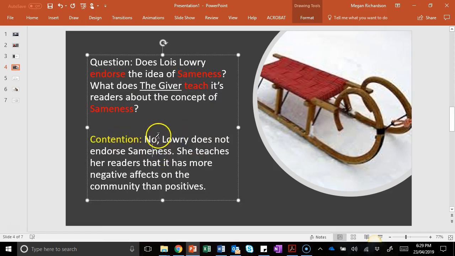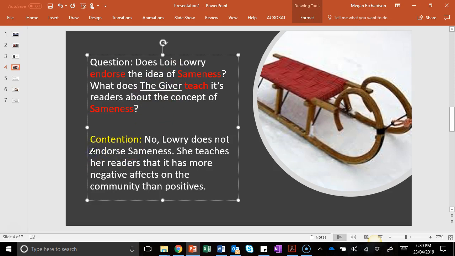Okay, so contention. I came up with my answer to that question, which was no. Lois Lowry does not endorse sameness. So there's the first part of the question. Can you see how I've answered the first part? And now I'm going to talk about the second part. She teaches her readers, see I'm using that word, teaches her readers that it has more negative effects on the community than positives. Okay, so can you see how I'm answering the question?